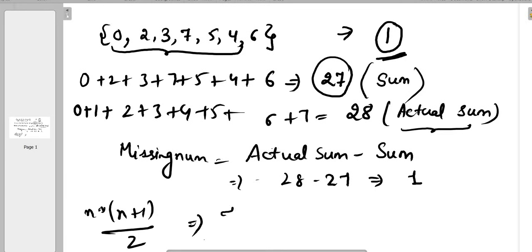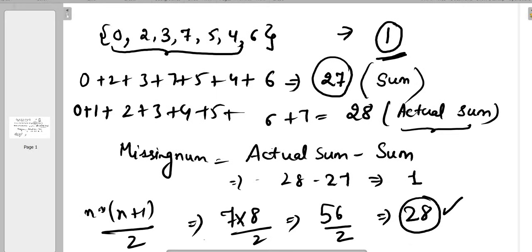So in this case, n would be 7 into 7 plus 1, that is 8, by 2, which would be 56 by 2, which is equal to 28. So this is how we'll find the actual sum and then we can find our missing number. Now let's write the solution for it.